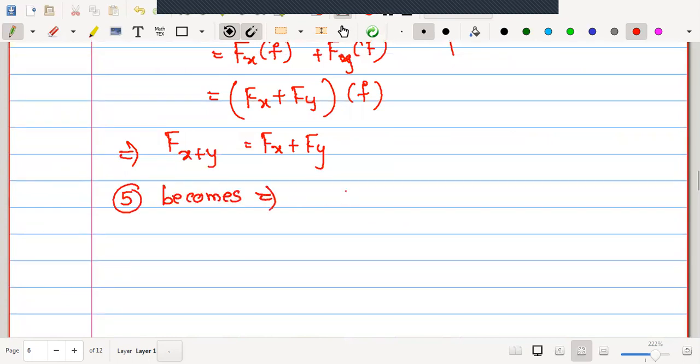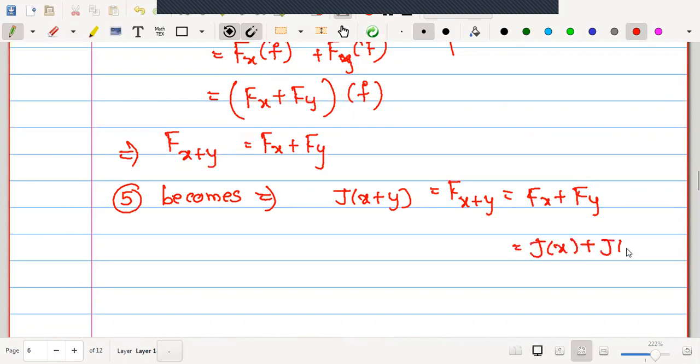What does this become? J(x+y) is equal to f(x+y). Now, I am using this above statement to write it as f(x) + f(y), which is nothing but Jx + Jy. Therefore, linearity with respect to addition holds.